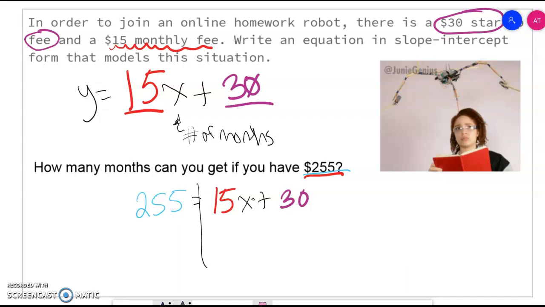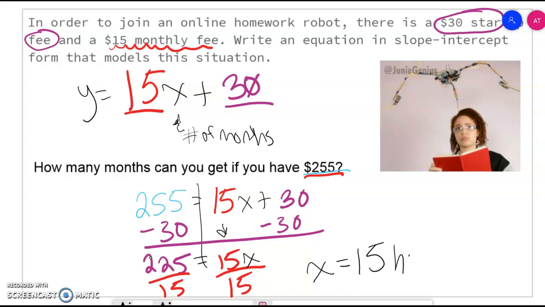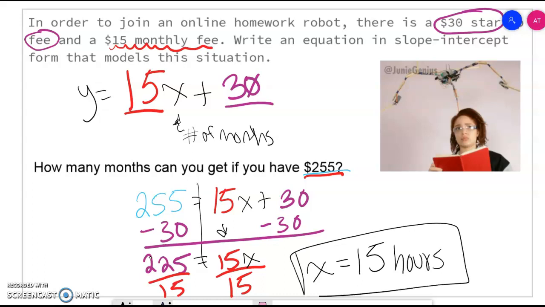Draw your line. We're going to subtract 30 from both sides first. And what are you going to get? 225 equals, bring down your 15x. And what's the last step to get rid of the 15? Divide by 15. So how many months can I get? 15. So I can get 15 months for $255. That's pretty nice. Let's look at our last one.